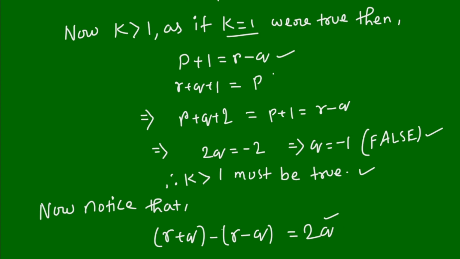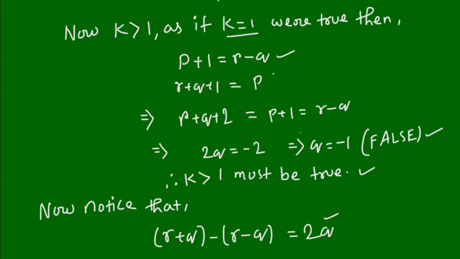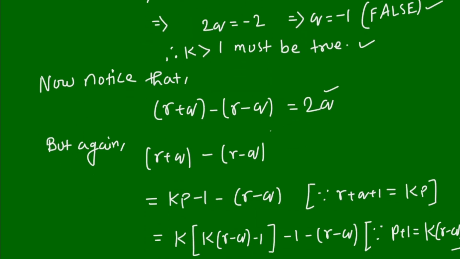Now if only we can factorize r plus q minus r minus q, because we have different expressions for both of these, from p plus 1 equals k whole into r minus q, and from the other equation, then we can lead to some solution. This can lead to some solution, right? Okay, so we'll try that.